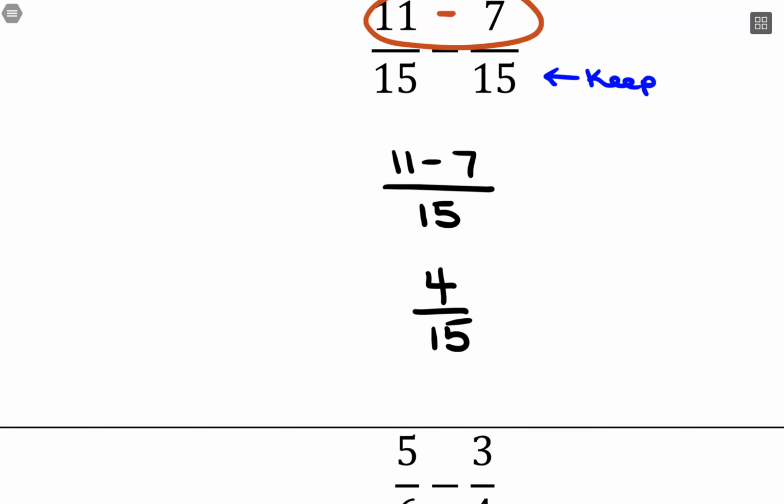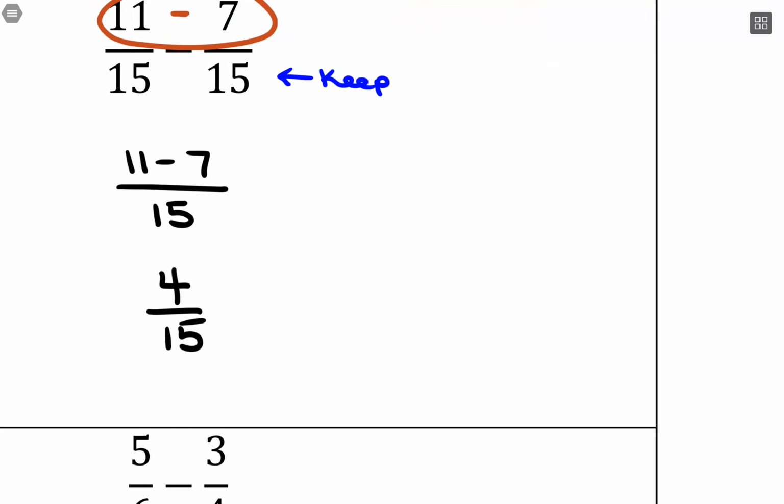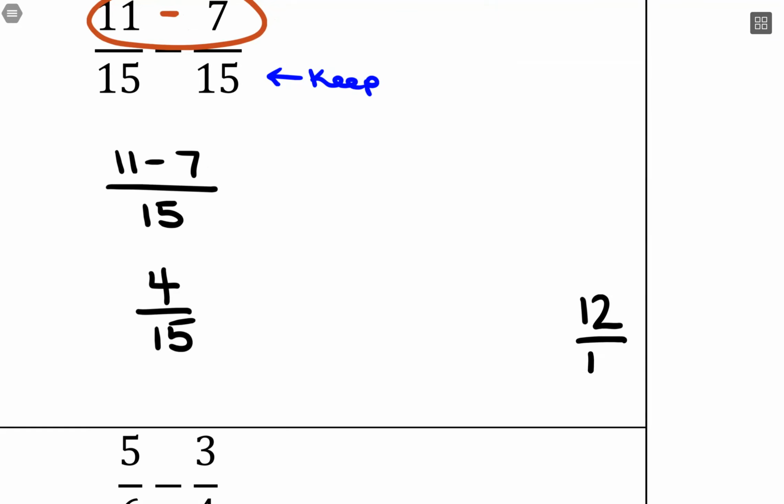Now with these, also take a moment to see if you can simplify any further, which in this case we can't, so we're going to keep it just like this. If you're unsure whether or not it would simplify, so let me make this a little different. Let's say this was 12 over 15, and you weren't sure whether or not that would simplify. I want to show you how the calculator can help you out here.